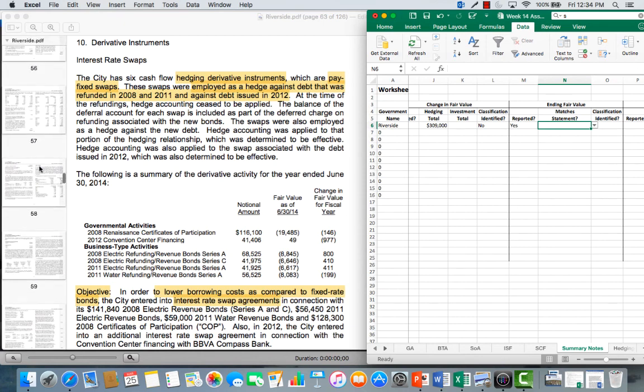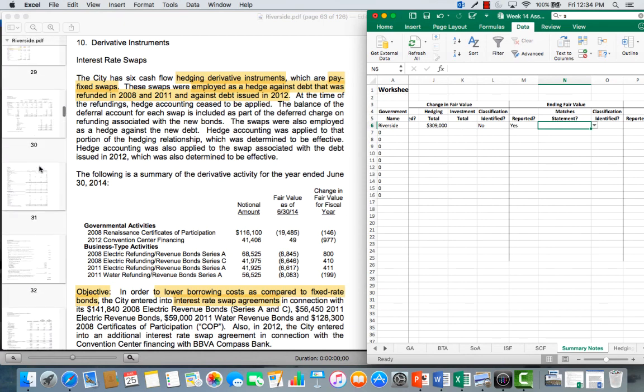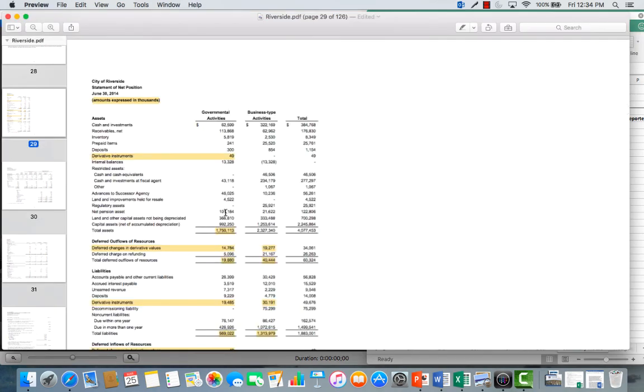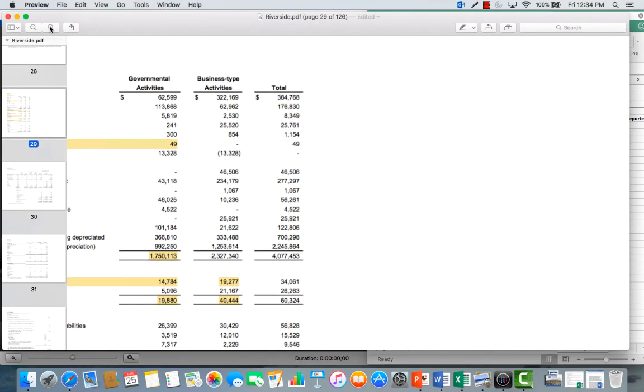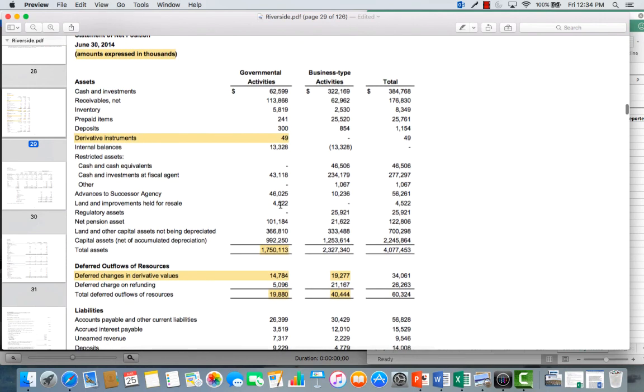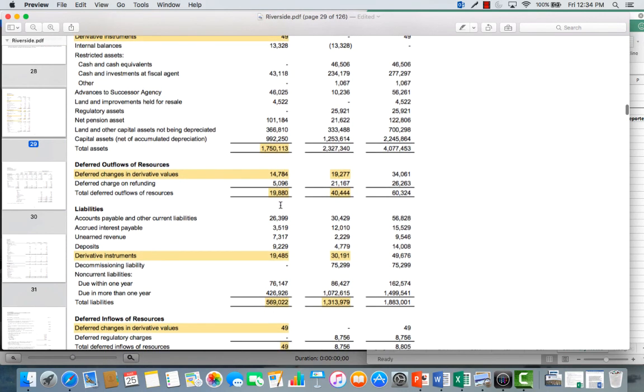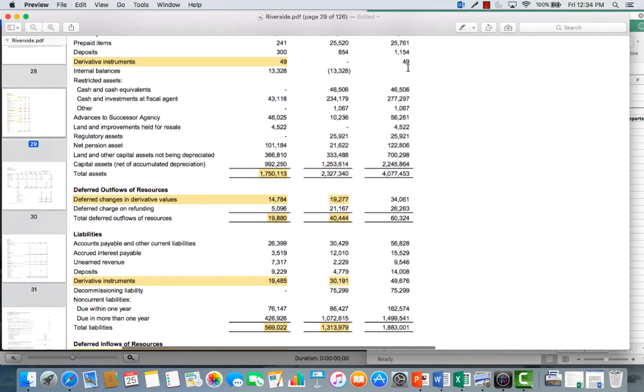So let's go back to the statement of net position. And we see the liability amount's $49,676,000, but remember, we need to subtract from that the asset amount here, and I believe if you calculate that, it comes out to $49,627,000.